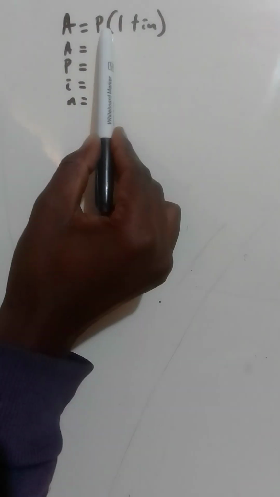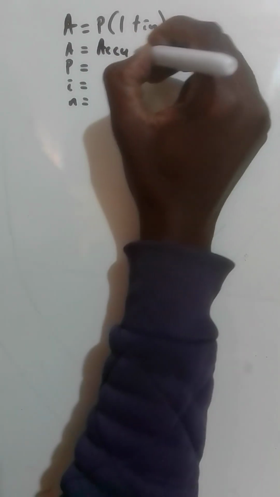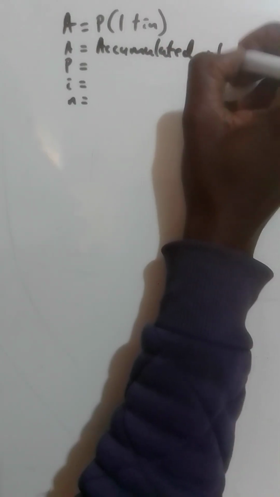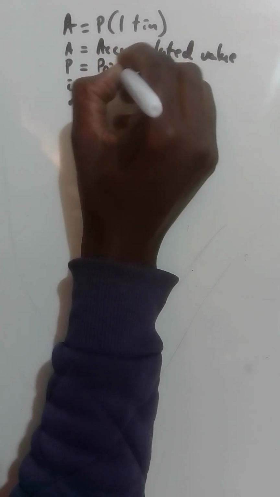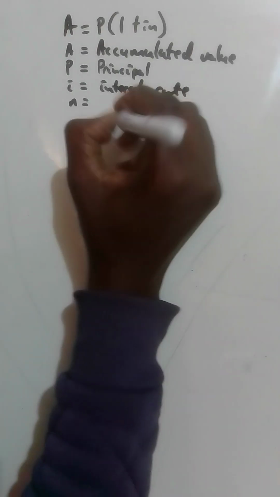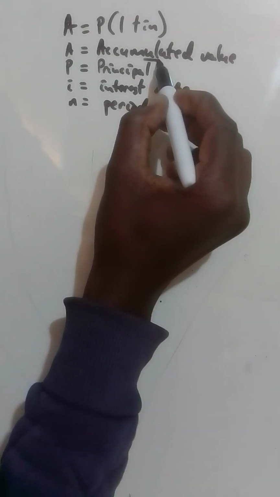So let's go. So now this is our formula when we're using simple interest. A is equal to P open bracket 1 plus iN close bracket. What does A stand for? It stands for the accumulated value, right? And then P, we are now talking about what? The principal, the amount which is initially invested. I stands for what? The interest rate. And then N stands for what? The period, right?